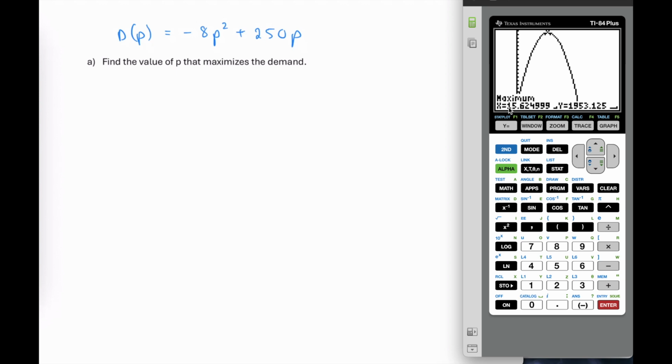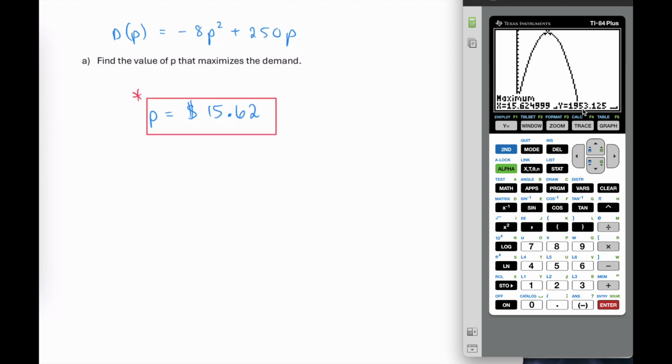Now the calculator pops out the maximum ordered pair, which has an x value, but that x value is the value of our independent variable, which in our case is the P price. So the price that maximizes the demand is going to be 15.62, or $15.62. The y value that we get out would actually be what that demand is. And if that demand represents the number of people who want to buy a calculator, then we would say there are 1,953 people lined up to buy calculators at this price.